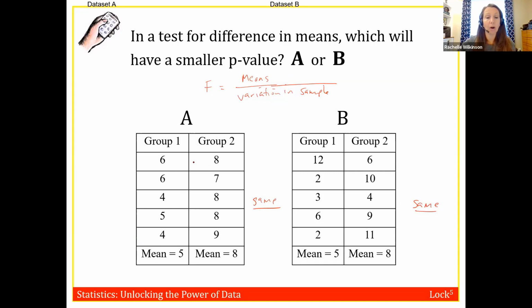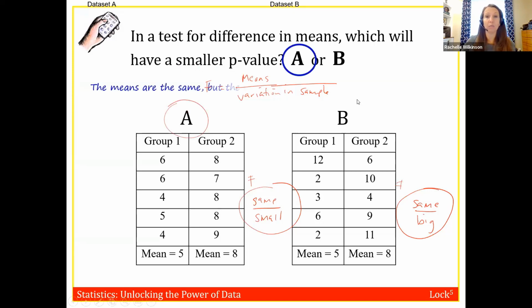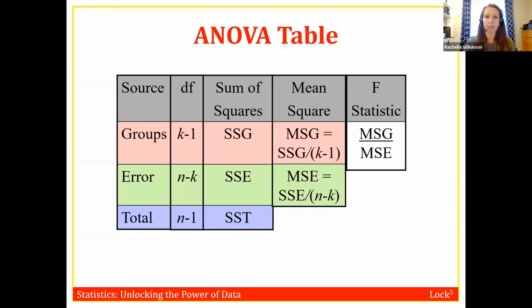But there was a smaller variation in A, so I'm going to put small there, and there was a bigger variation in B. So if I look at this overall number, which one is going to have a bigger F statistic? And a bigger F statistic means a smaller p-value. So A, right? A is the one that is going to end up with the most evidence of a difference, because it's going to have a bigger F statistic and a smaller p-value. It's a lot trickier when you're looking at the numbers instead of the box plots.